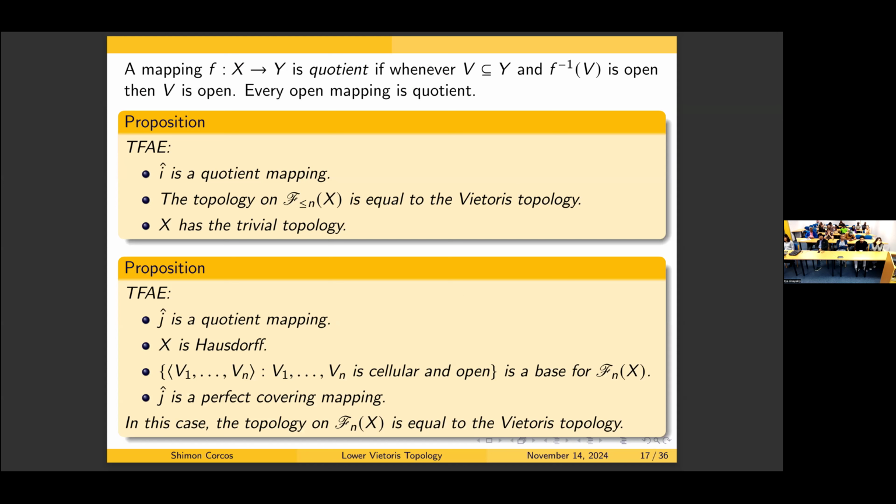But for J hat, the situation is more hopeful. J hat is quotient if and only if X is Hausdorff, so that generalizes the previous result by Vietoris. Also, it is equivalent to saying that J hat is a perfect covering mapping. And that also generalizes the earlier result by Costantini. In this case, the topology on the n element sets is actually the same as the Vietoris topology.